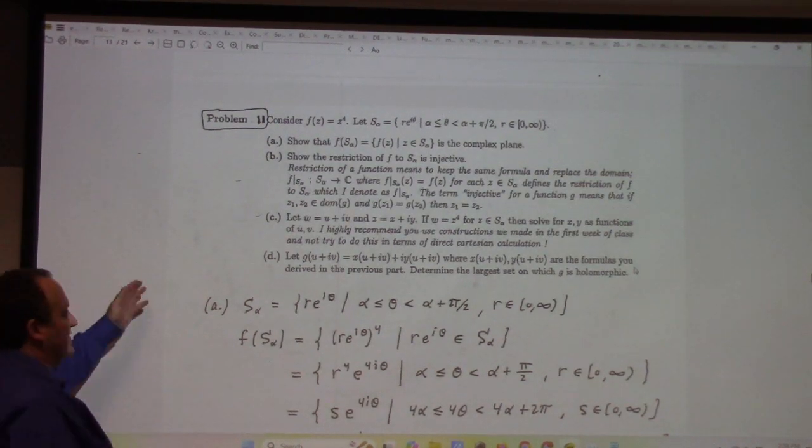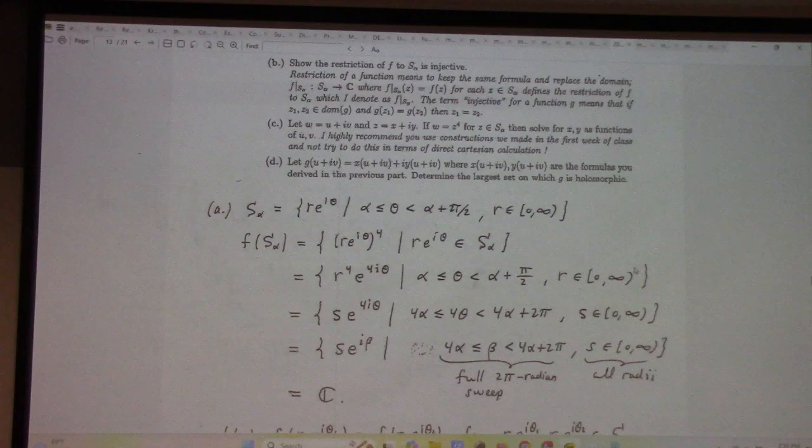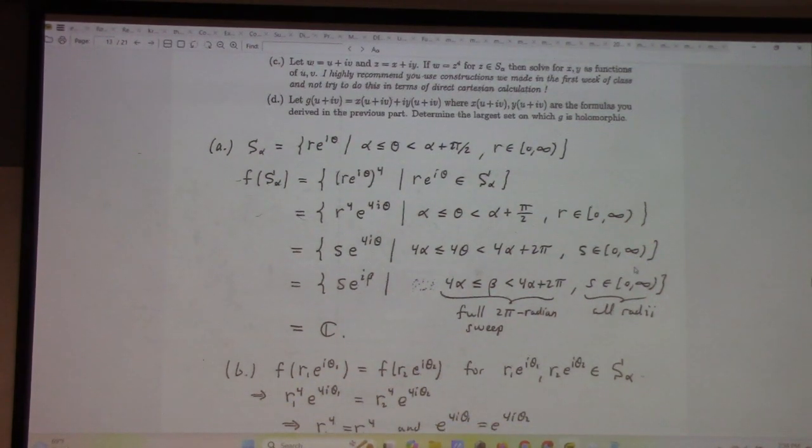Any questions about this? I don't really want to spend a lot of time on this problem today. Are you going to post all of these solutions? Yeah. Okay, then no questions.